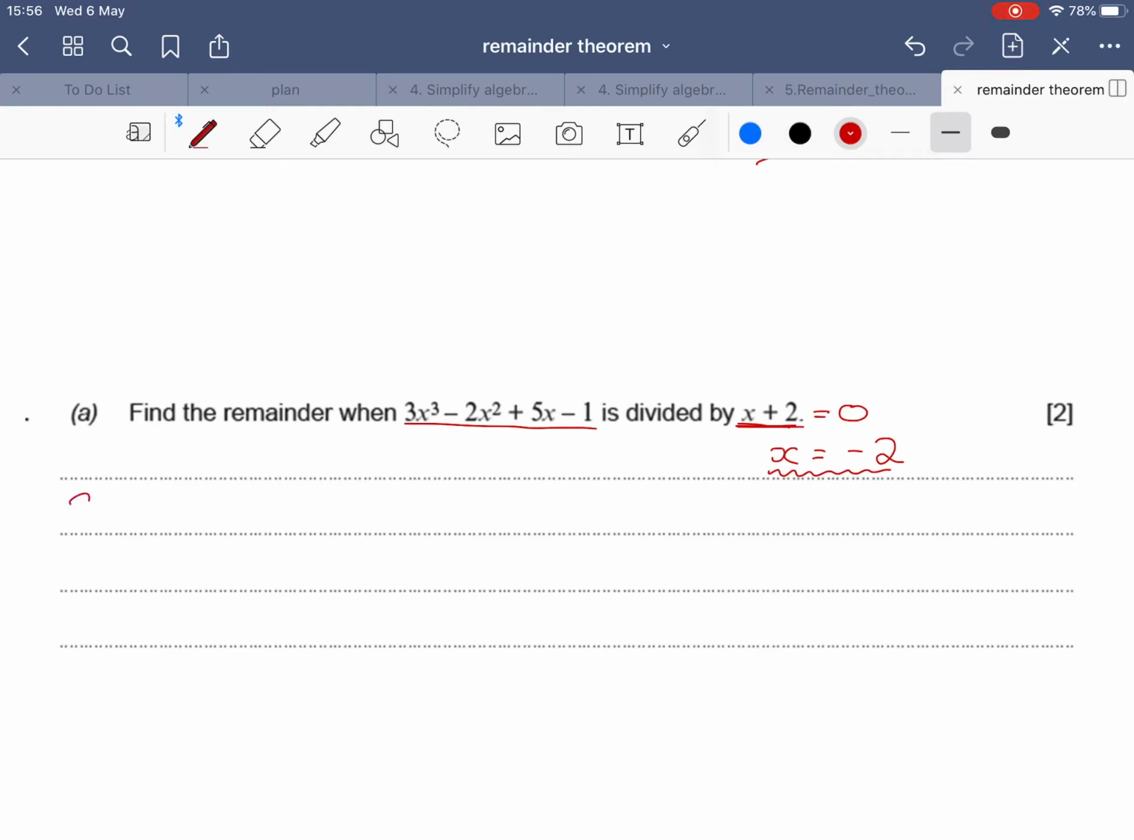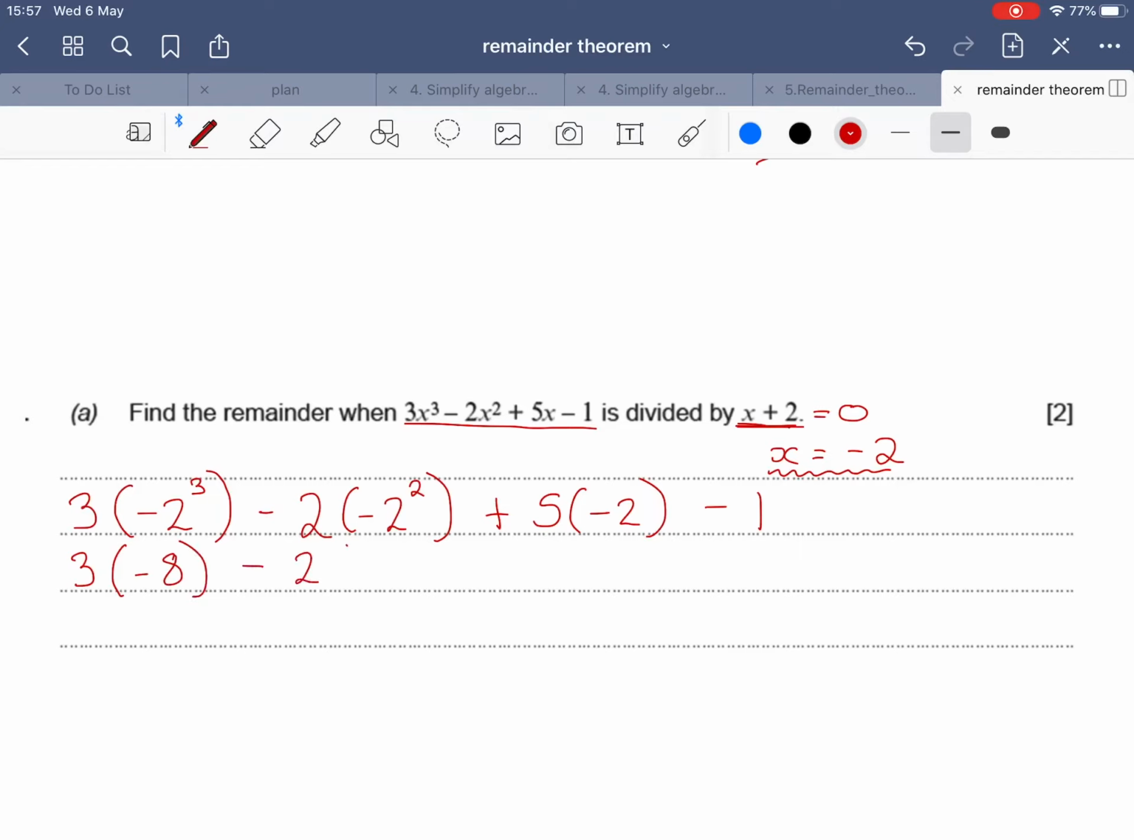So into this, rewriting it, we've got 3, instead of x I've got minus 2 cubed. So don't forget that you've got to cube your x before you times it by 3. Take away 2 lots of minus 2 squared, plus 5 times minus 2, because that's where the x is, minus 1. I'm taking extra care here because I have negatives. Not always does your calculator like negatives, especially if you have it in different modes, but you can put in minus 2 cubed and it will give you the correct answer. So minus 2 cubed is minus 8.